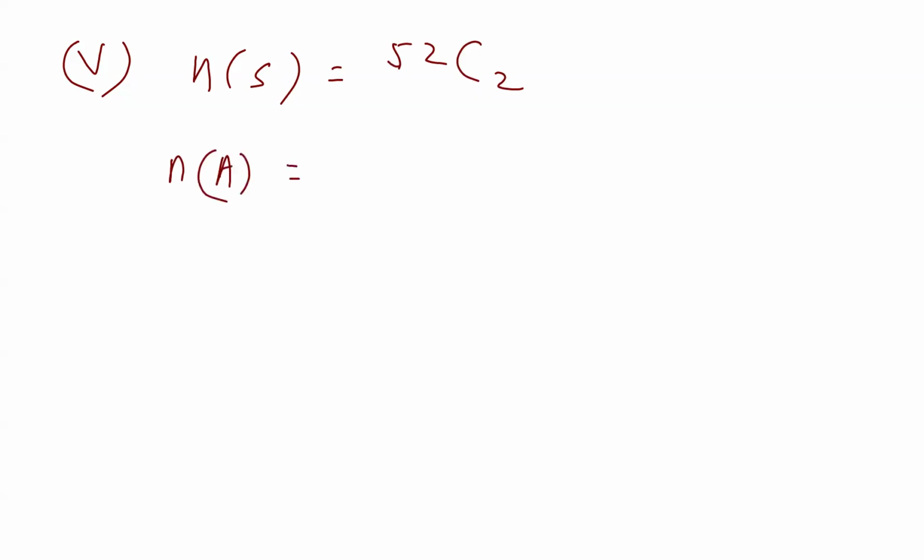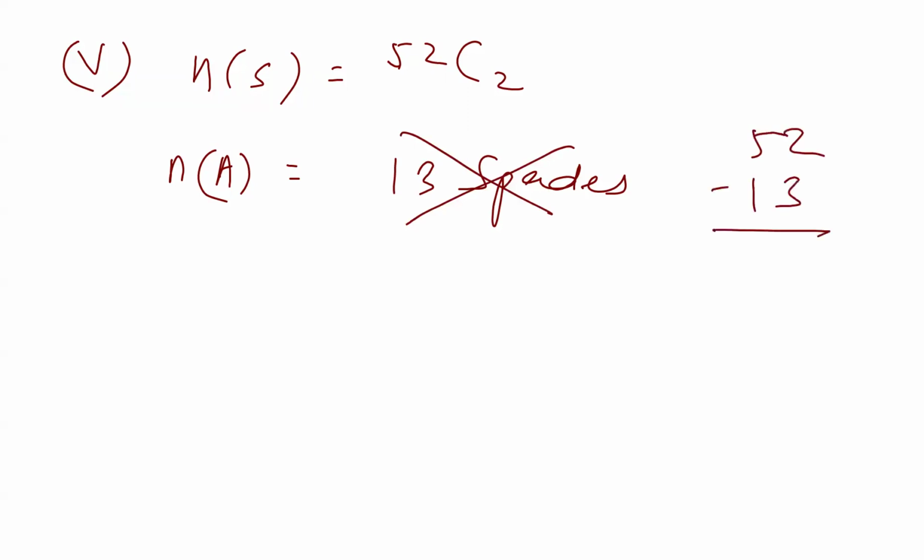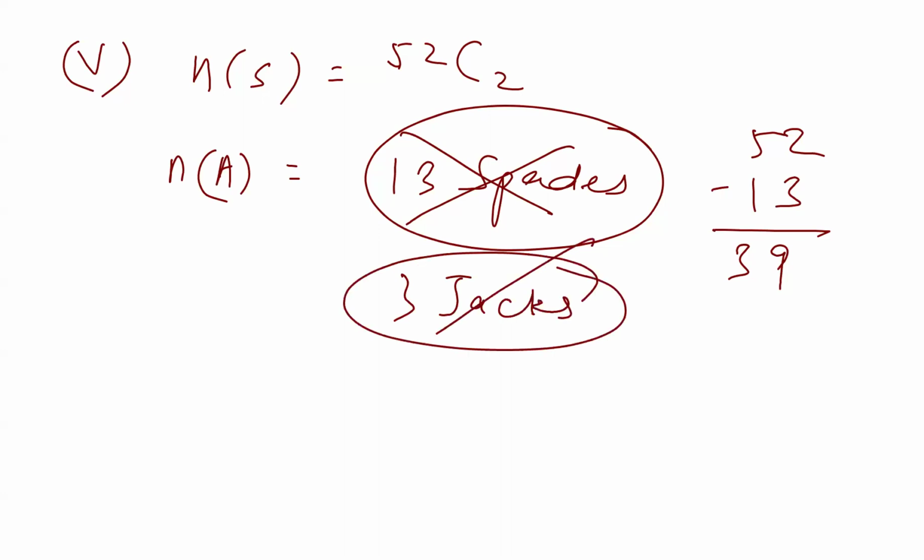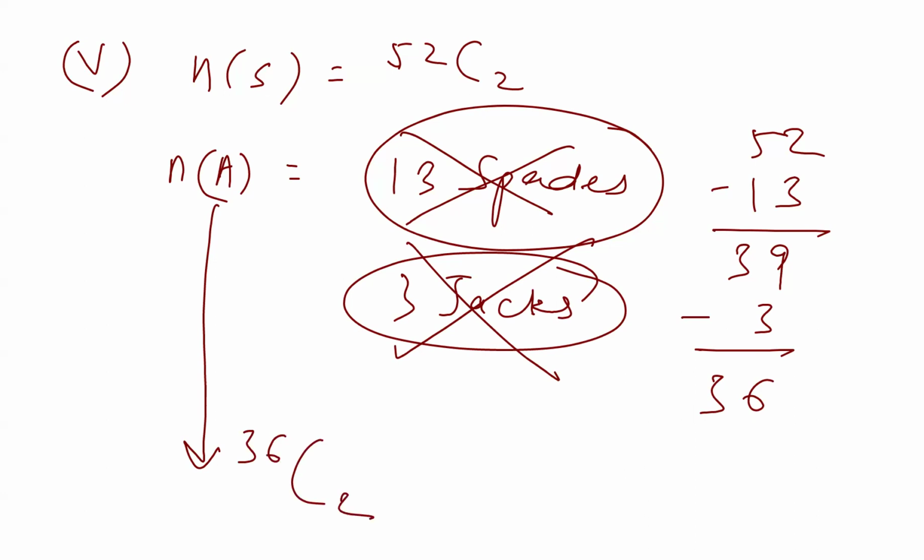Okay, n of A. Now we don't require a jack, right? And we don't require spades. So there are 13 spades which are gone. So total out of 52, we are reducing 13 spades. So now we are left with 39. And we don't require jacks as well. Now one jack is already included in this spade. So we are left with three more jacks. Now these three jacks are also not allowed. So we are left with 36 cards now. So the two cards drawn should not be spade as well as jack. So we have to select from 36 cards, 36C2. So P of A will be n of A upon n of S. I hope you all understood.